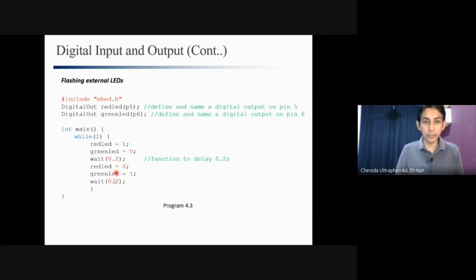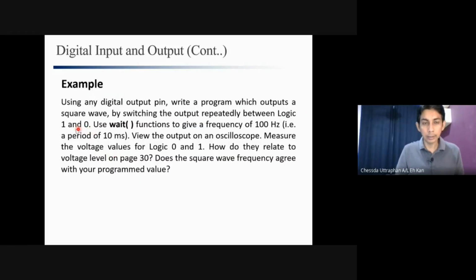This is another example, so you can test this using the Embed simulator. This is blinking using red LED, green LED. I think just like the one that I gave you, the second example actually. All right. Example number, this one. This one actually you need the actual hardware, but I show you using my hardware here. All right. Using any digital output pin, write a program which outputs a square wave by switching the output repeatedly between logic 1 and 0, and use wait function to give a frequency of 100 hertz.